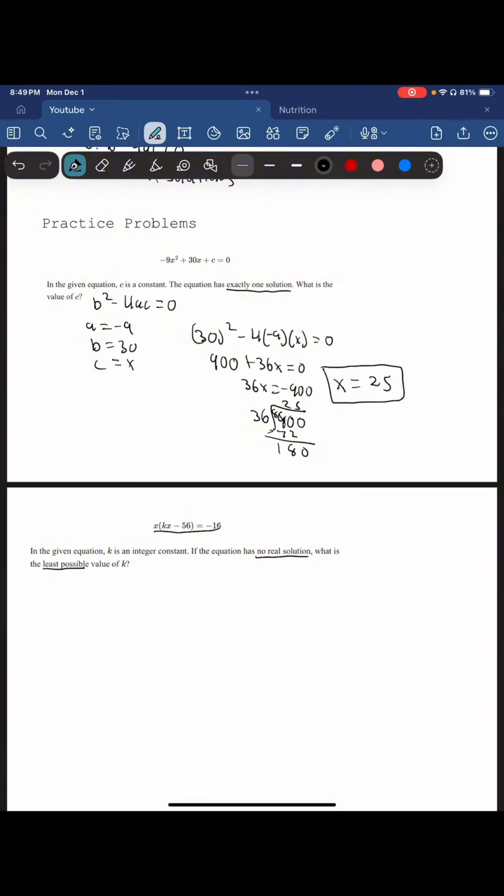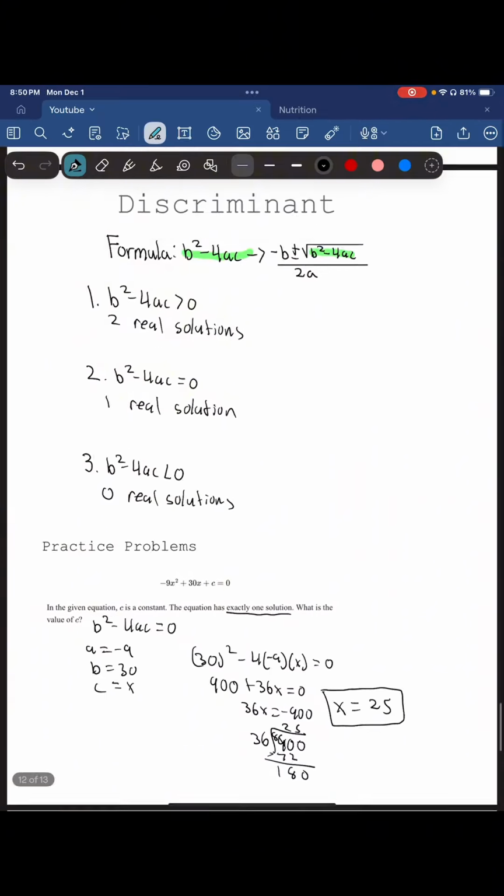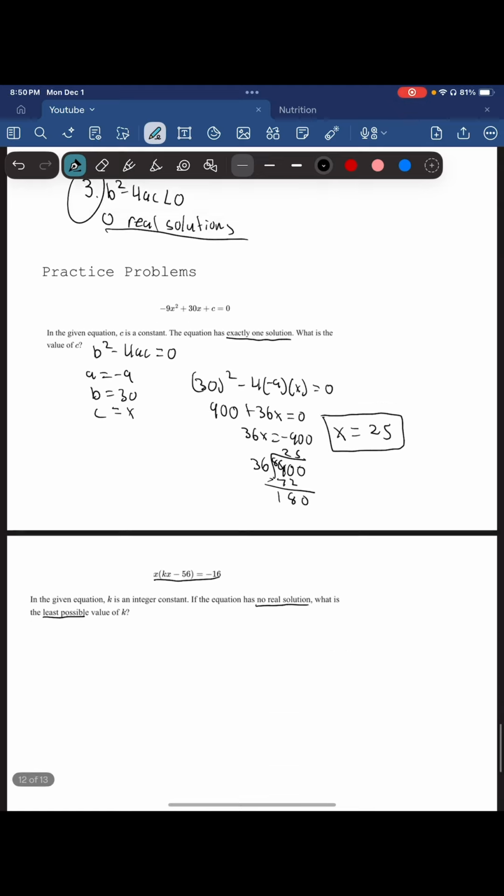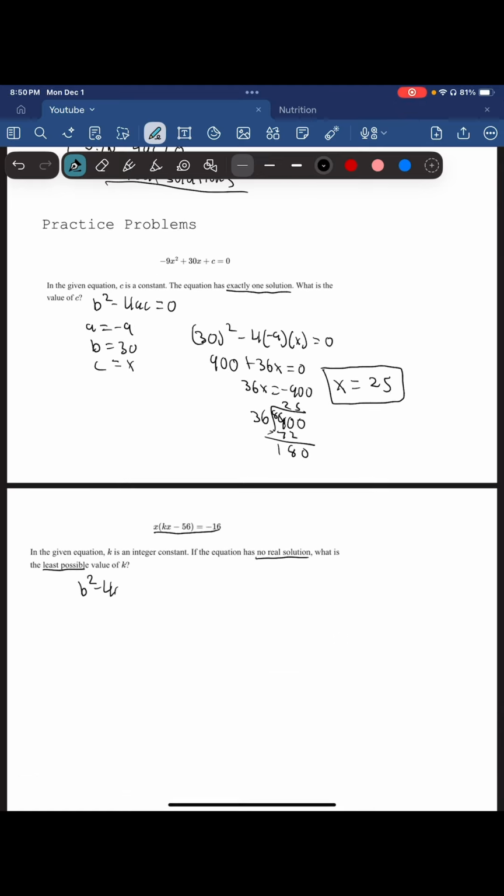So right off the bat, you see that this is a little harder problem than the question before, but it's still the same concept. So if it has zero real solutions, which one do we use? We use this one, zero real solutions. So just write the equation down. b squared minus 4ac is less than 0.